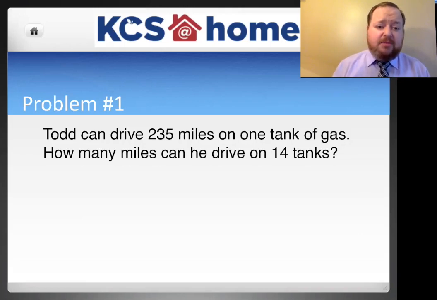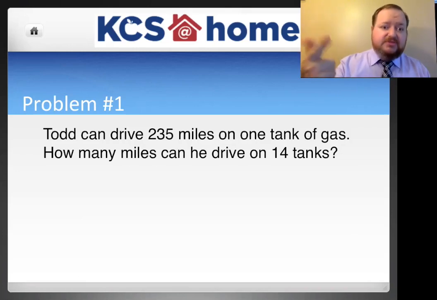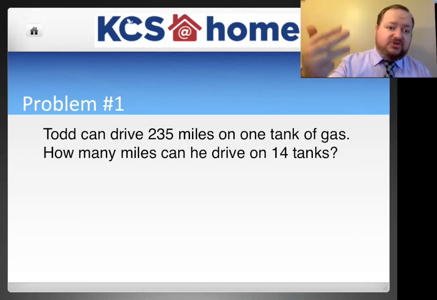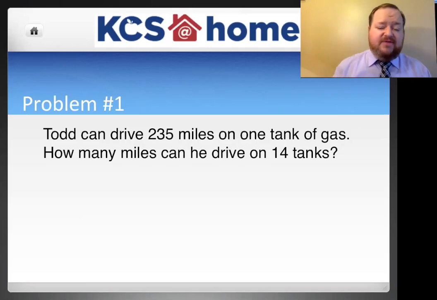So we're thinking about this problem. I know that Todd can drive 235 miles on 1 tank, all right? They asked me how to do 14 tanks. Well, I could take 235 for 1 tank, 235 for 2 tanks, 235 for the 3rd tank, and so forth, and add those all together to find my answer. But that's going to take too long. So this is going to be a multiplication problem. 235 times 14, that's a lot faster. So instead of doing that repeated addition, we make this multiplication.